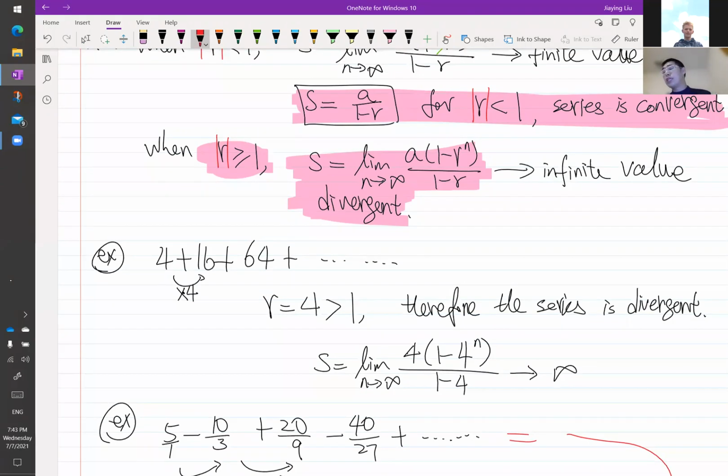Which is always going to be either positive or negative infinity in that case. You don't even have to check, because if r is more than 1 or less than -1, the r to the n is always going to be infinity.